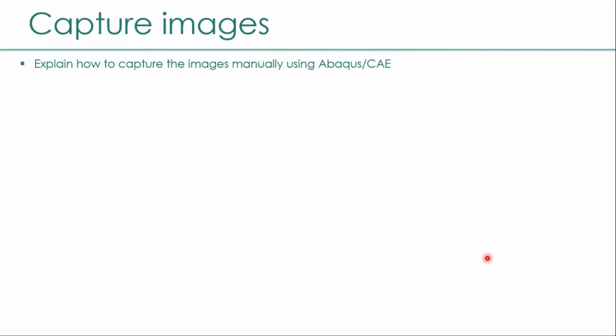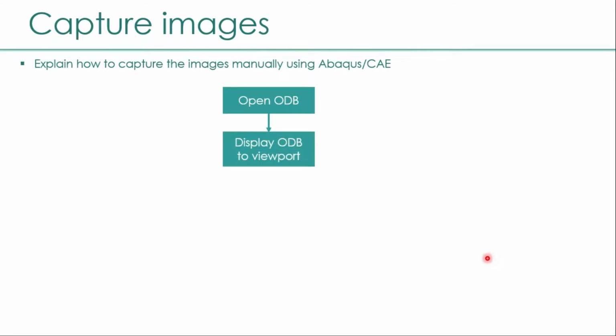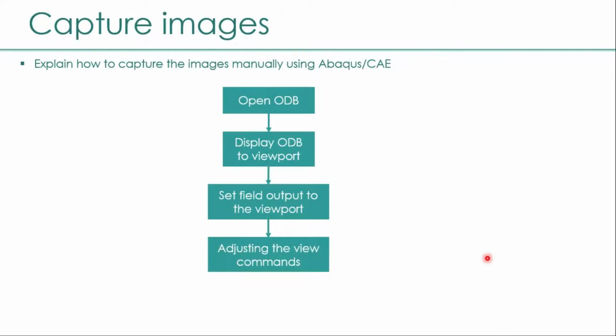So first of all we will discuss some flow. Let's say we are using the ODB, and we will capture some contour results. First we have to open the ODB, and then we have to set the ODB to the viewport, so the particular viewport shows that ODB object. Then we can change some field output, right? And then we might need to adjust some view. We want to see the particular model from a particular view, so we will adjust some view, and at the end we will use the save command.